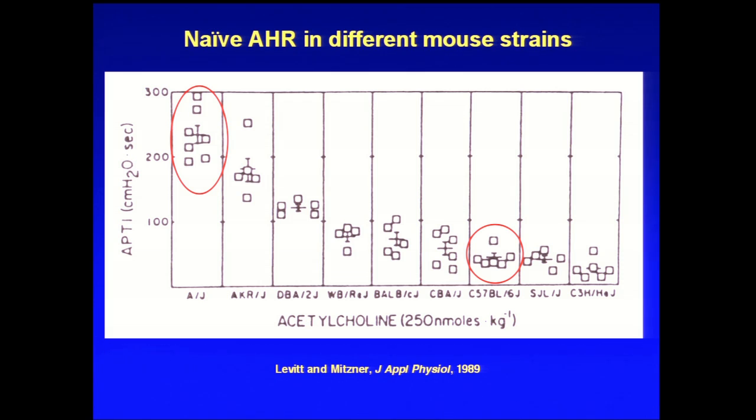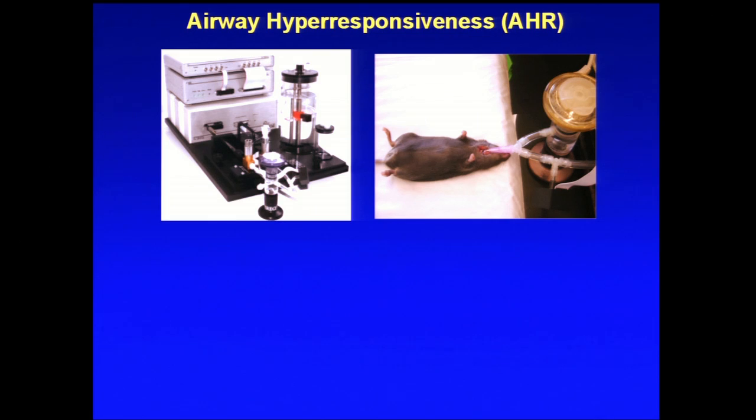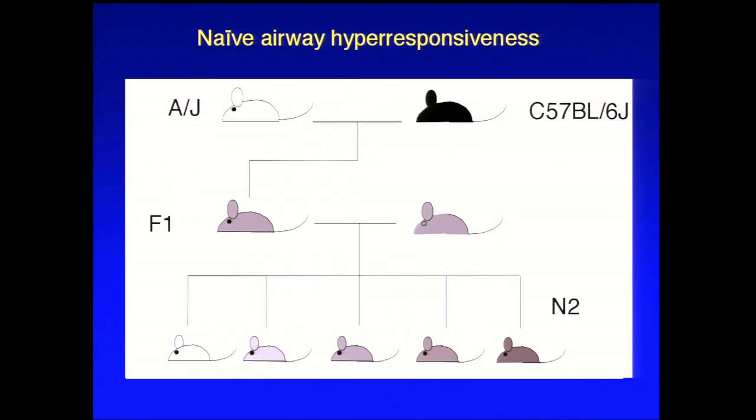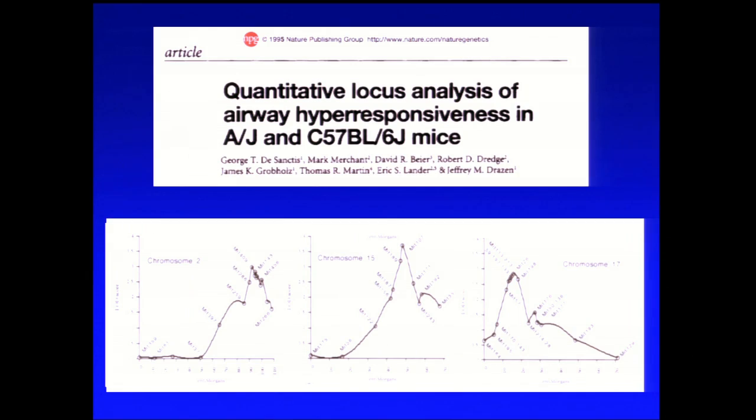treatments. And then you can do a cross, and you can see how this trait segregates. And there are methods of measuring the airway hyperresponsiveness, and this just illustrates that in our hands, there is clear segregation in the strains, and then the F1 shows a hyperresponsive phenotype, and then by making a cross, you then can look in a back cross generation, the N2, and look for segregation.